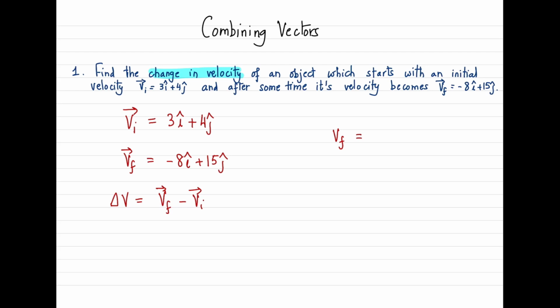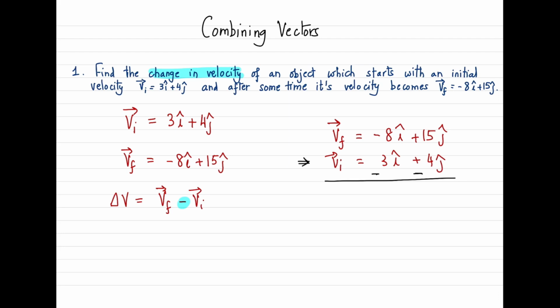just one below the other so that we can see the components of i and j together. So vf is minus 8i cap plus 15j cap. That's the vf vector. And vi is 3i cap plus 4j cap. Now we want to subtract it. You can see that we want to find the change. That means we want to subtract it. So I'm going to change the signs of vi because we are going to subtract vi from vf. So it will become minus 3i and minus 4j.